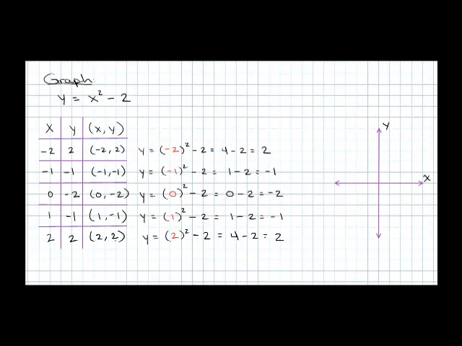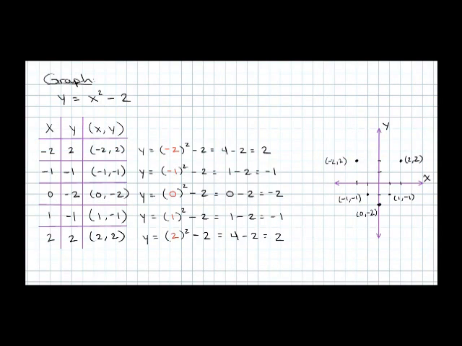Let's plot these ordered pairs and see how it changed our original graph of f of x is equal to x squared. What's going to be the difference this time? There's negative 2 comma 2, negative 1 comma negative 1, 0 comma negative 2, and 1 comma negative 1, and last but not least 2 comma 2.